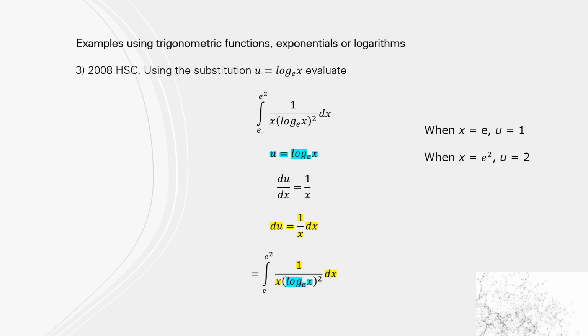Final one, u equals log e to the x. And our current one goes from e to e squared. So when you sub in x equals e, you get 1 for u, and when you sub in x equals e squared, you get u equals 2. The derivative of log x is 1 over x. So du is equal to 1 over x dx. You'll notice that everything's replaced.